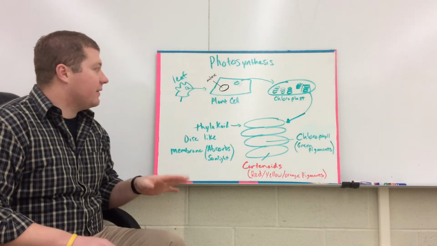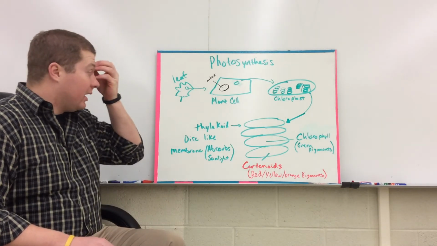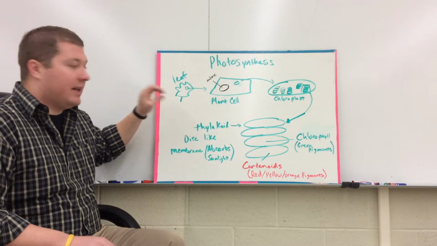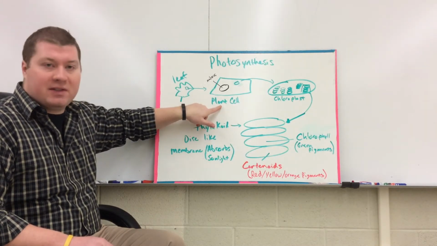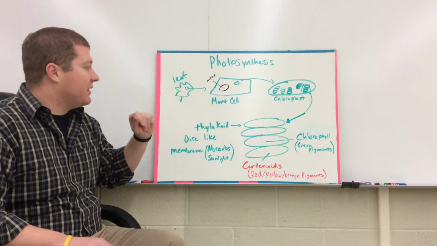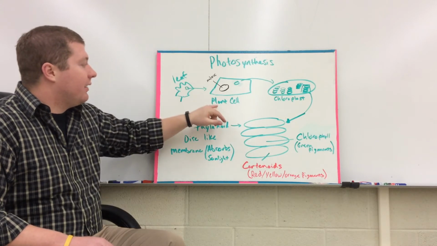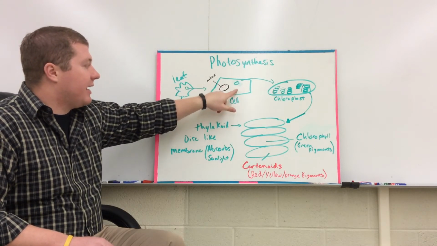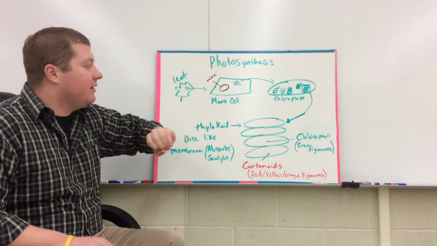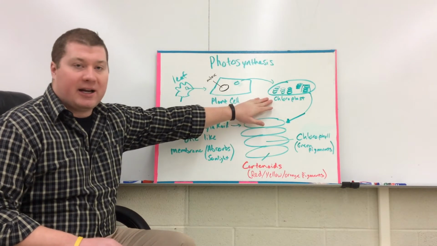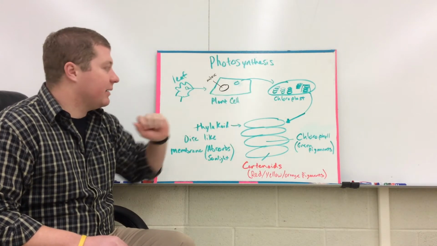So here's the photosynthesis process. If you take a leaf and you zoom in on one plant cell within that leaf, and there's millions of cells there, here's the nucleus in the black, and then there's this small green disc. That is the chloroplast. The chloroplast is the place where sunlight gets absorbed.